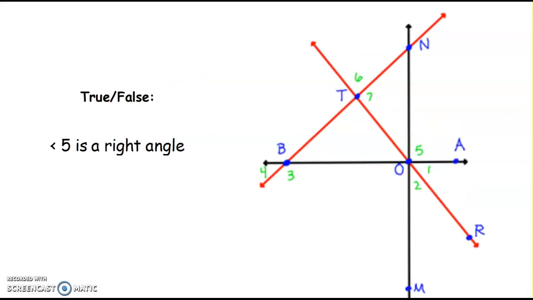All right, so looking at some true-false questions. Angle 5 is a right angle. True or false? Hopefully you said it is true, because right here, again, those black lines are a perfect perpendicular crossing. So all 4 of these we did mark off on the last picture as being right angles.